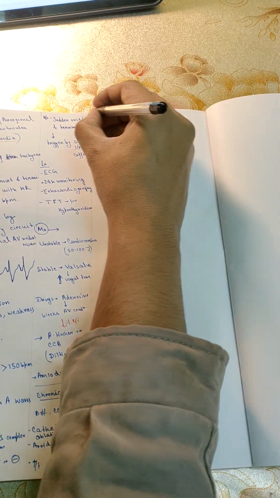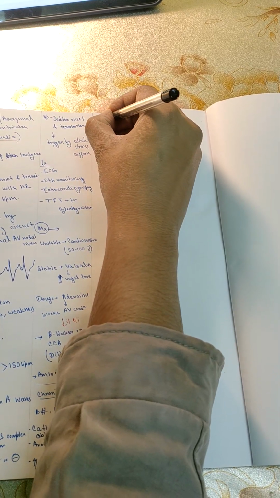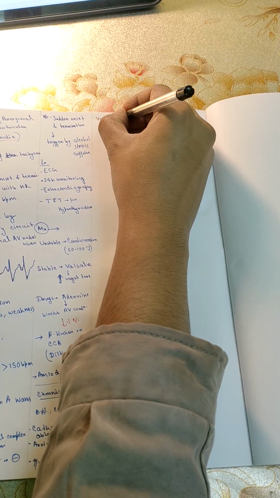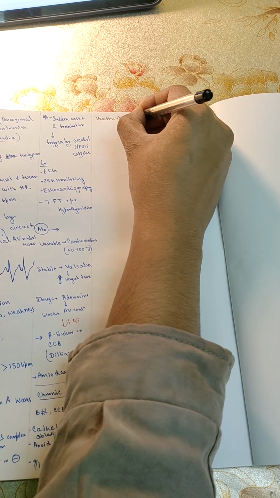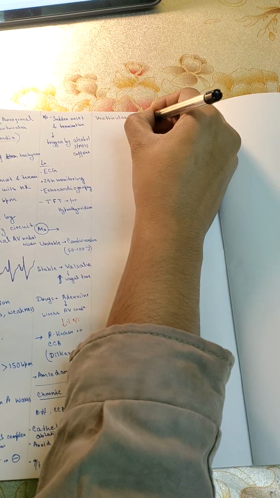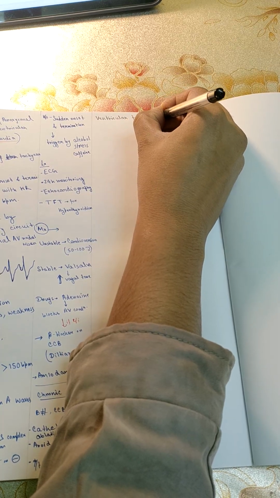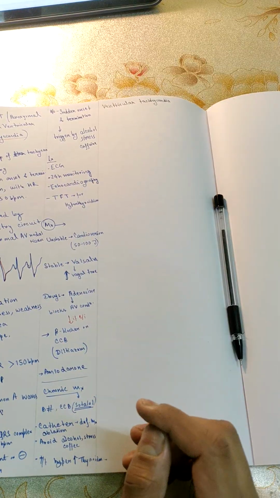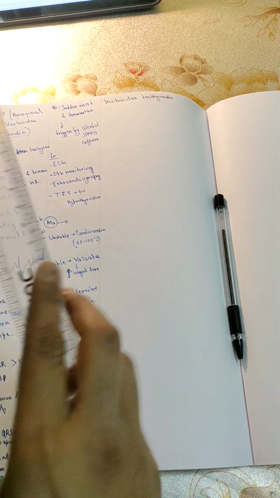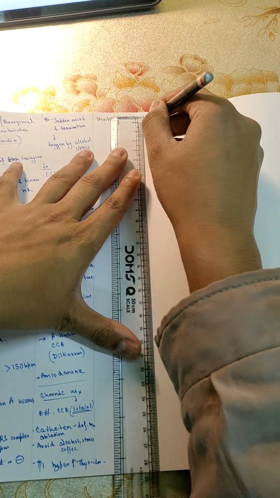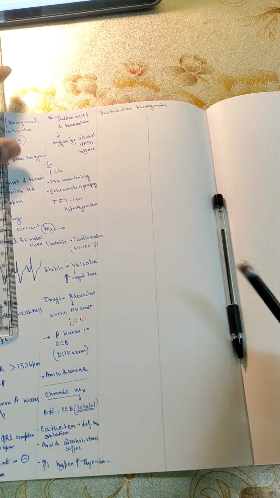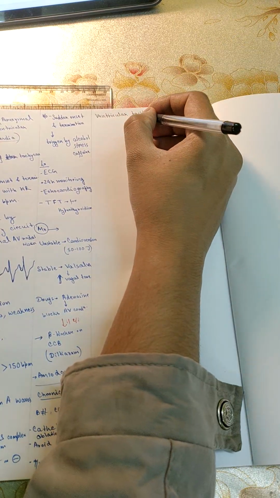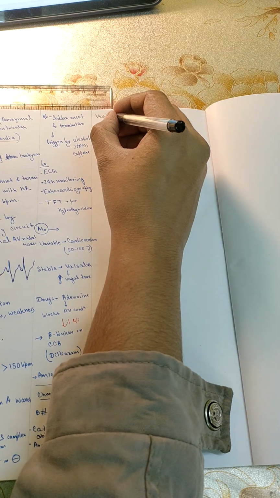Let's talk about ventricular tachycardia. As always, this part will be management and this part will be the information regarding this. So ventricular tachycardia is a tachyarrhythmia originating from the ventricle.